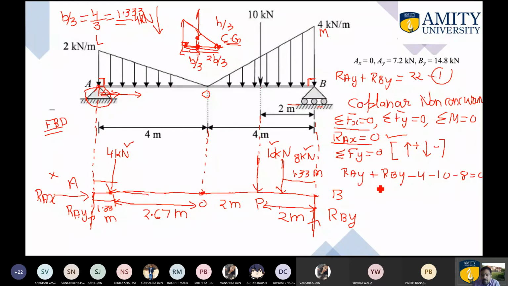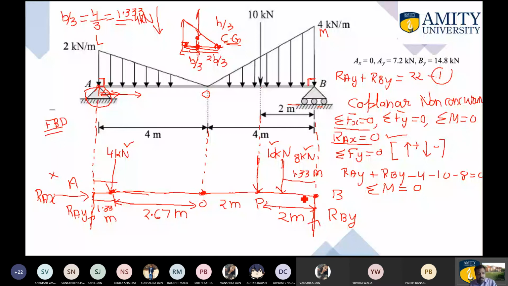So the most important equation which you are required to apply is summation of moment as 0. Now it is up to you. You can apply the moment about any point. You can apply about point A, you can apply about point O, you can apply about point P, you can apply about point B. But it is always advisable to apply the moment about the supports. Why about the supports? Because once you apply the moment about the support, one of the unknowns will become 0. It will not contribute to the moment at all.